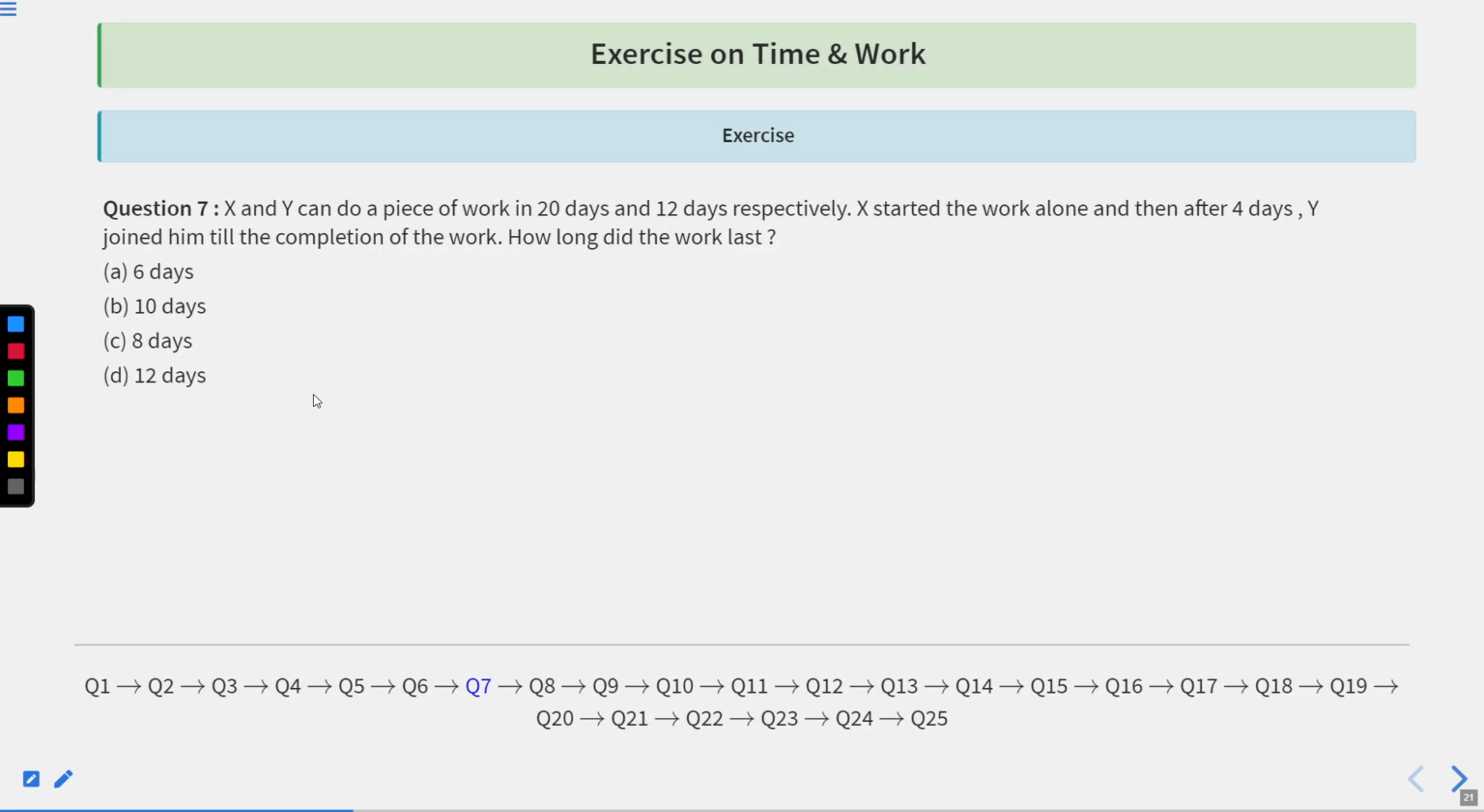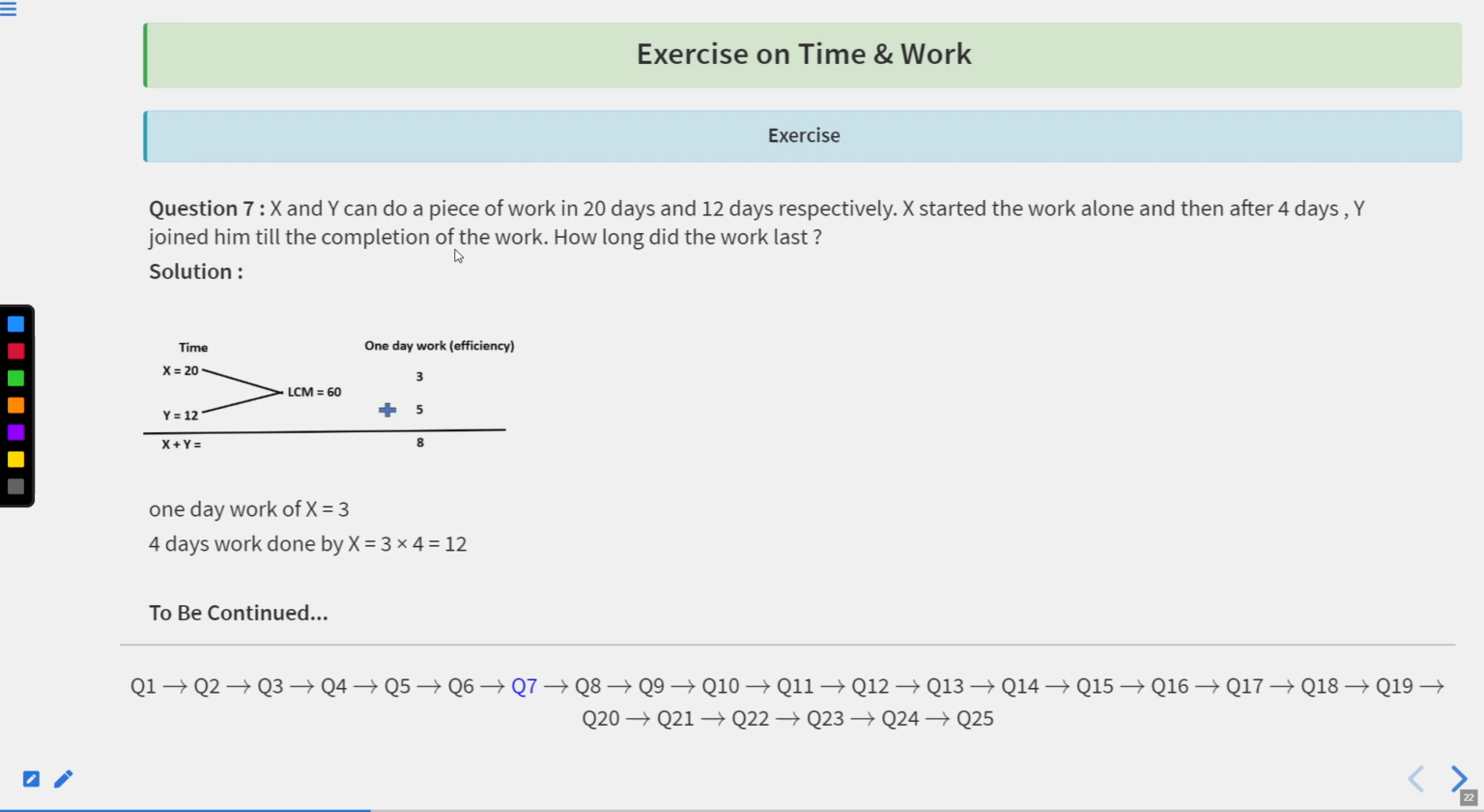Question number 7. X and Y can do a piece of work in 20 days and 12 days respectively. X started the work alone and after 4 days, Y joined him till the completion of work. So how long did the work last? So in this question, X was working alone for the first 4 days and Y joined him later. So let's see how much time the work will take to complete.